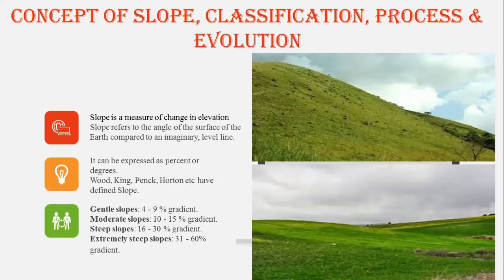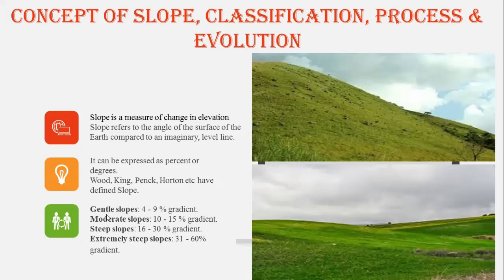Since we are calculating the angle, it can be expressed in percent or in degrees. There are various geomorphologists who have defined slope, and we already have the works of Wood, King, Penck, Horton, Davis, etc. You can divide the various types of slopes generally into four classifications based upon the nature of the slope or the angle of the slope.